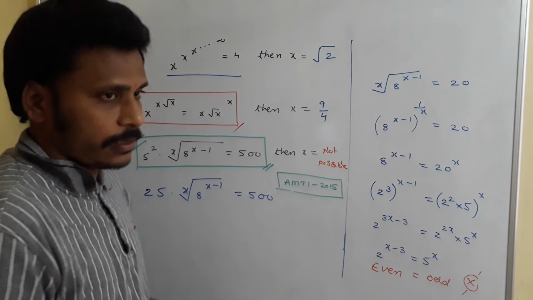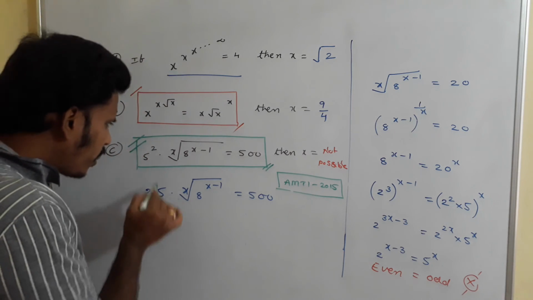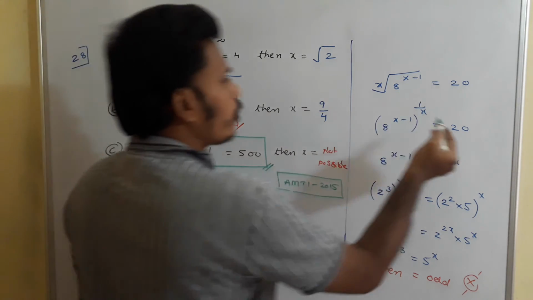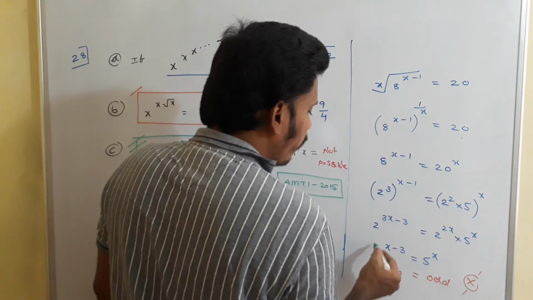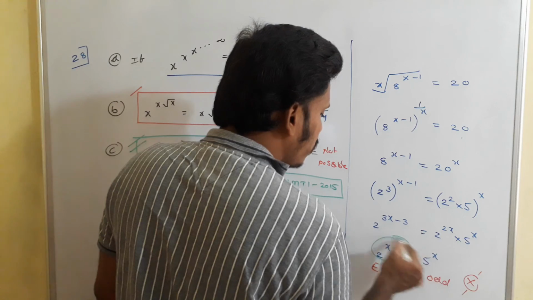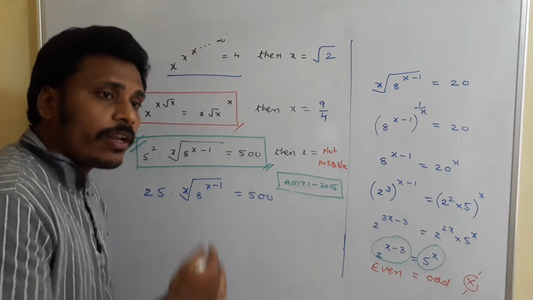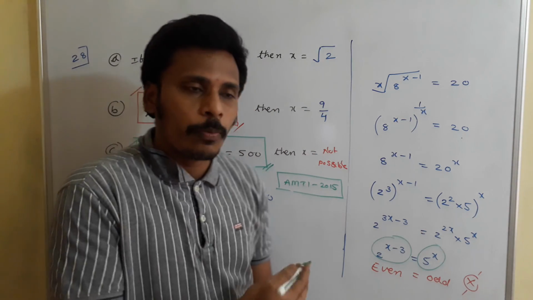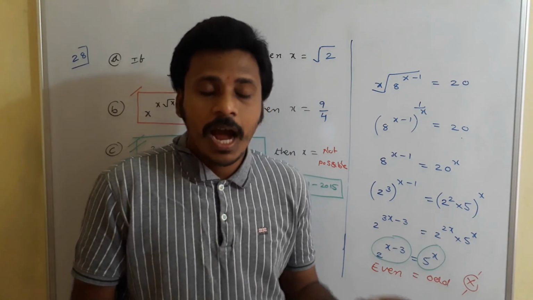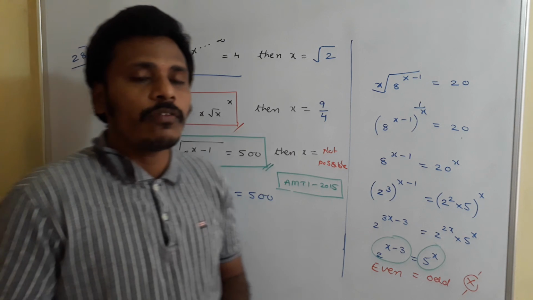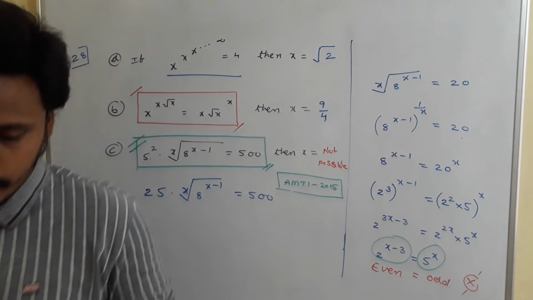And that's it. You just have a look once again. This is 5 square, send it that side, you will get 20. Send 1/x that side, 20 power x. On rewriting we have 2 power x minus 3 is equal to 5 power x. So even is equal to odd. This is not possible anywhere. That in turn represents that no value of x is possible, and at the end the number of possible values of x is 0. That's it. Have a look.